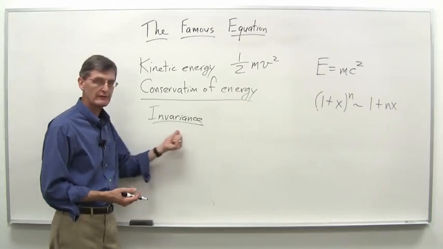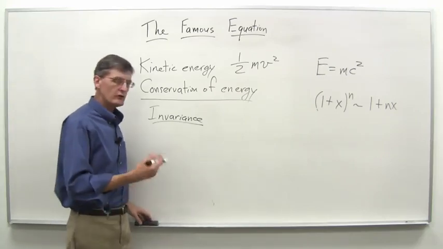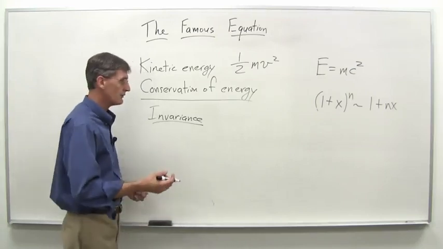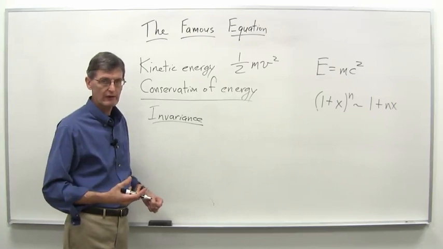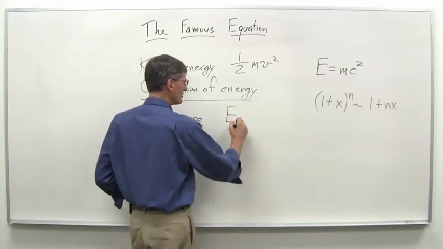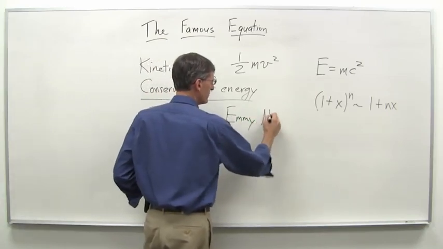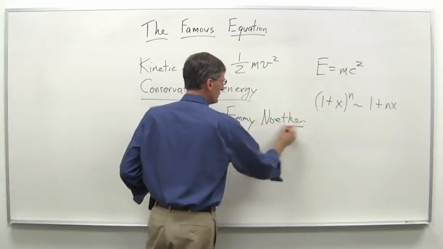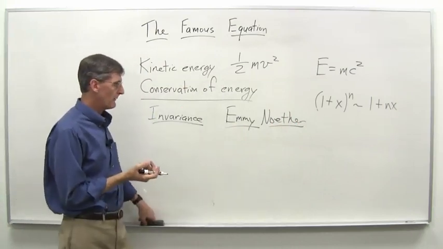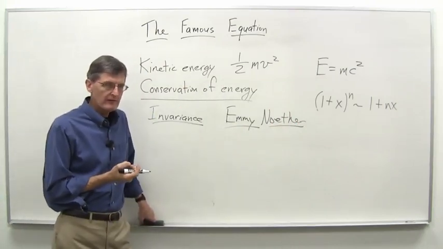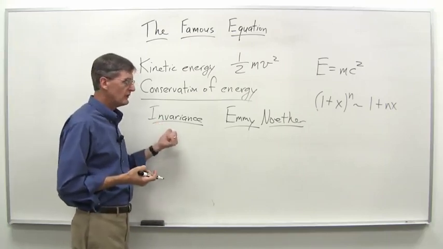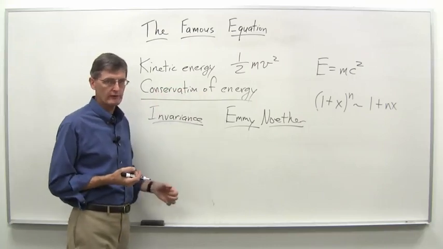So we talk about invariance. And it turns out that in 1918, just a few years after the miracle year of 1905, and even just a couple years after Einstein introduced his general theory of relativity, a mathematician named Emmy Noether, whom Einstein considered one of the greatest mathematicians ever, published a very famous theorem that essentially tied invariance to this idea of conservation of energy.